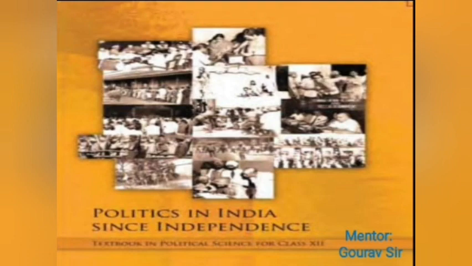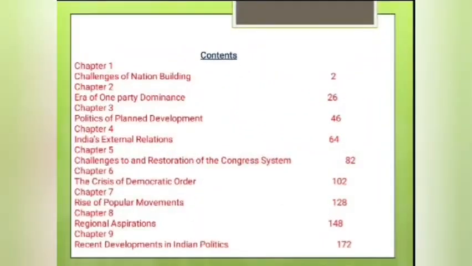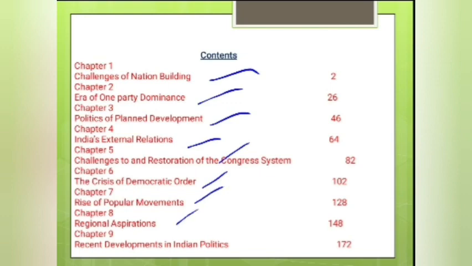In this book, we have 9 chapters: Challenges of Nation Building, Era of One Party Dominance, Politics of Planned Development, India's External Relations, Challenges and Restoration of the Congress System, the Crisis of Democratic Order, Rise of Popular Movements, Regional Aspirations, and Recent Developments in Indian Politics. So, these are the total 9 chapters that we have to cover.